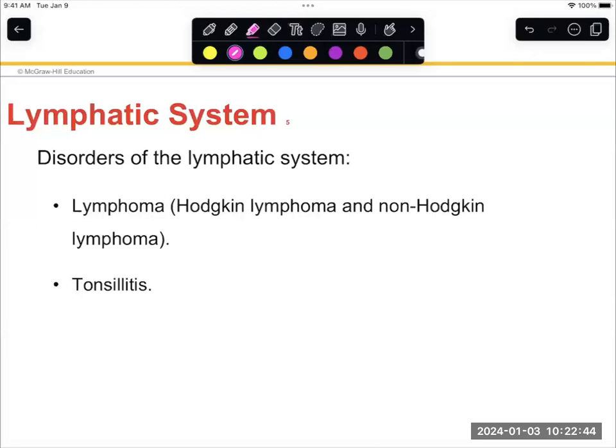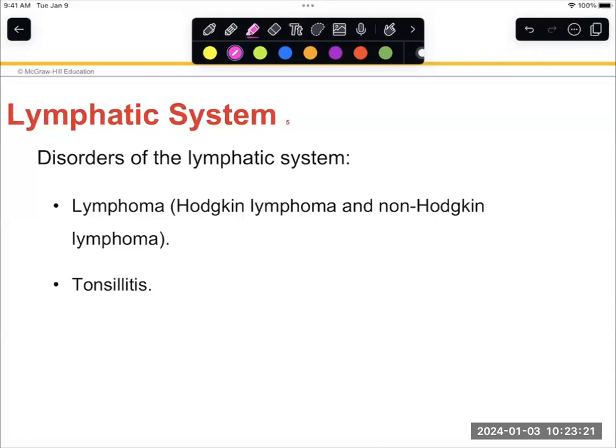Hodgkin's lymphoma is a type of cancer that spreads in an orderly manner to adjoining lymph nodes. So this allows the disease to be staged depending on how far it has spread. Is it in one lymph node? Is it in several lymph nodes? Is it found all over the body in lymph nodes in different areas? Non-Hodgkin's lymphoma. These are more frequent. And its treatment is usually radiation, chemotherapy, and bone marrow transplant.